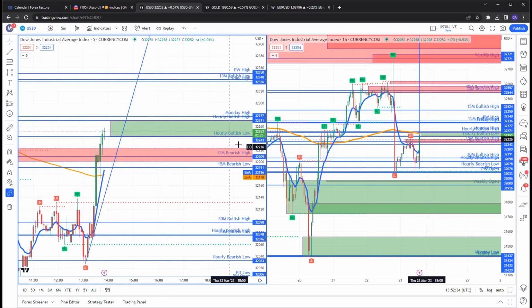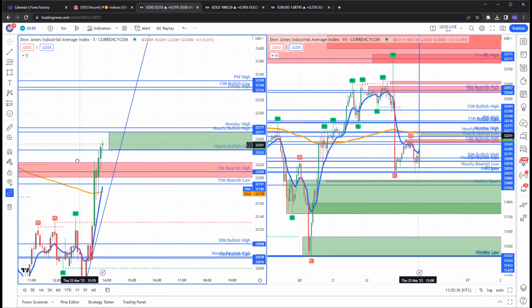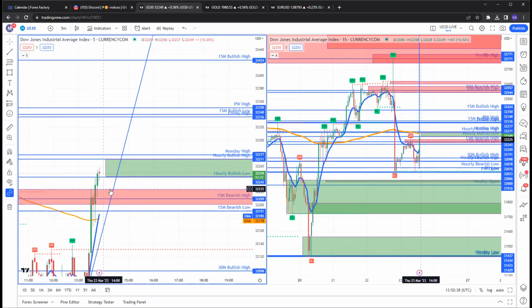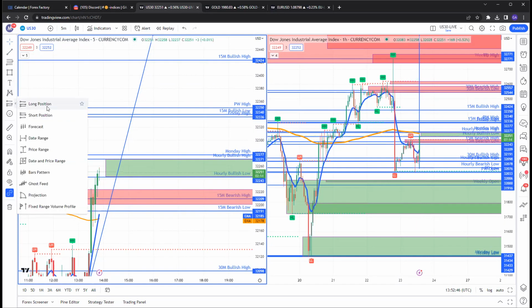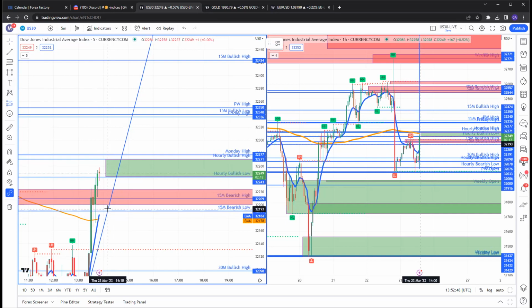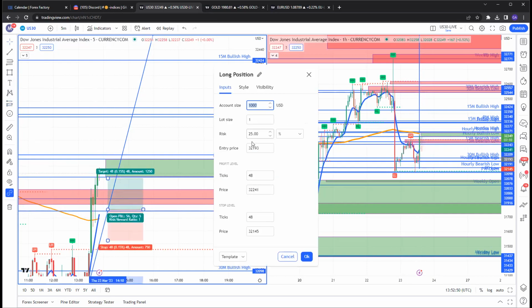So this candle, if it closes above, I'm still expecting US 30 to come back down and retest the golden cross. So for me, a buy would be around this zone, 50 pips take profit, 50 pips stop loss.